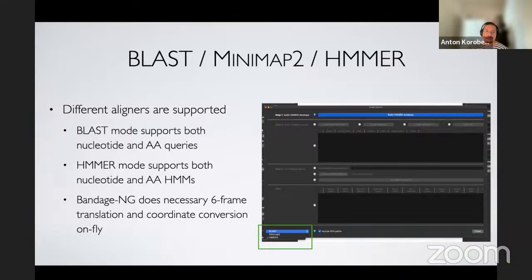HMMER mode allows alignment of hidden Markov models, both nucleotide using nhmmer and amino acid HMMs using the straight hmmer. For these particular things, Bandage does the necessary six-frame translation and coordinate conversion for you on the fly. And there is also minimap, so you can, let's say, align long reads and see their paths through the assembly graph.